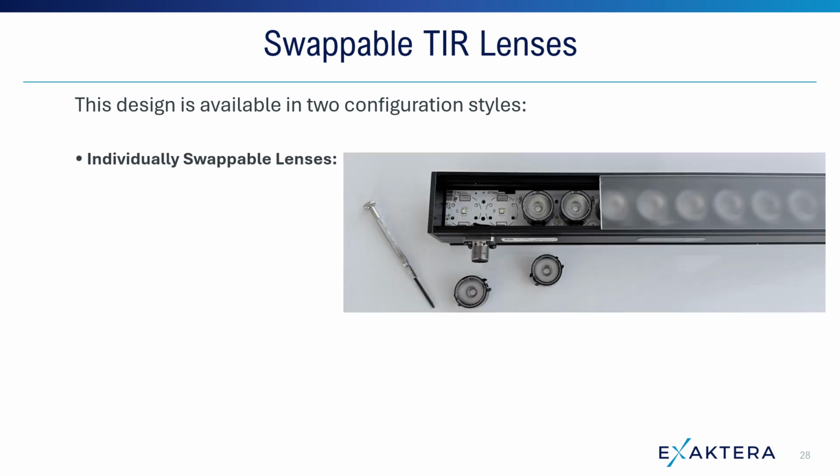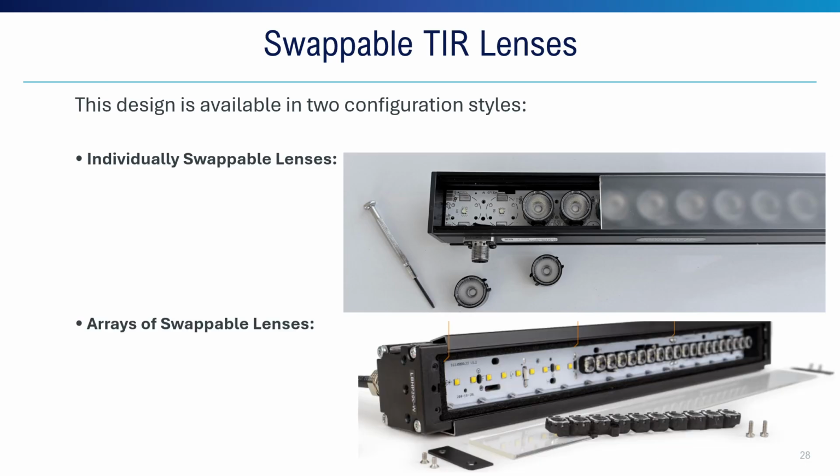This design is available in 2 configuration styles: individually swappable lenses. This option allows for the design flexibility of a modular system with the performance benefits of premium TIR lenses, but requires changing each lens one by one, which can be more time-consuming but can be less expensive. And swappable lens arrays. This option fixes multiple TIR lenses into a single swappable holder. It provides the ideal balance, combining the rapid configuration of swapping a single component with the high optical efficiency inherent to the TIR design. This delivers bright, uniform illumination while offering efficient field configurability, but can add to the cost.